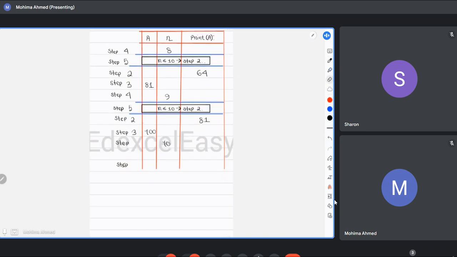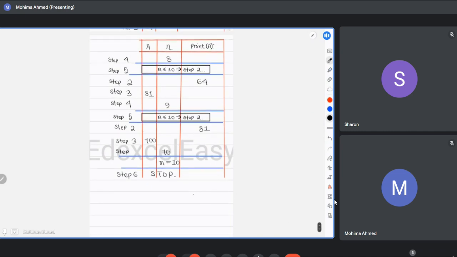Finally, we get to our final stage. This time we'll write a different ending. We get the value for n equals to 10, right? So this is going to be your step 6. Stop. That means this is a final answer.